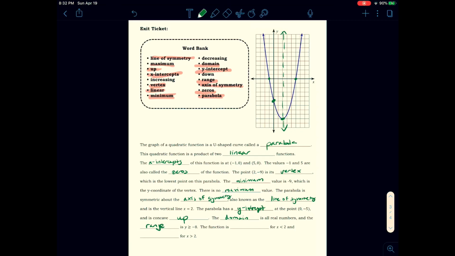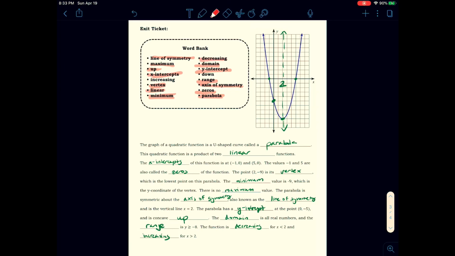The function is blank for x less than 2. So when we look at the values for which x is less than 2, 2 is right here, right? When you look at the values less than 2, pay attention to how this graph is behaving, right? This function, do you notice, is going down, down, down, right? It's always decreasing till it hits 2. And then after 2, it's increasing, increasing, right? It's going up. And so here we can say the function is decreasing for x less than 2 and increasing for x greater than 2.